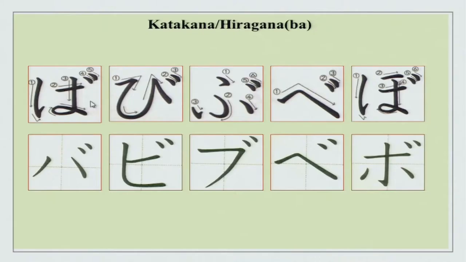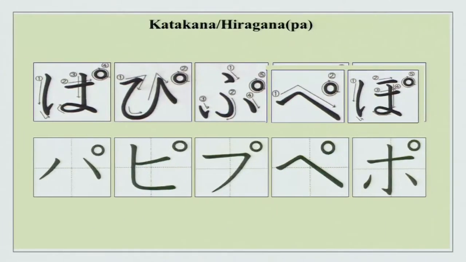So, well, you have the ba set today. Ba, bi, bu, be, bo, and the same is for katakana as well. Ba, bi, bu, be and bo. You can compare the two. Try to remember one at a time. Once this series is done, then try to go on to the next series, please.